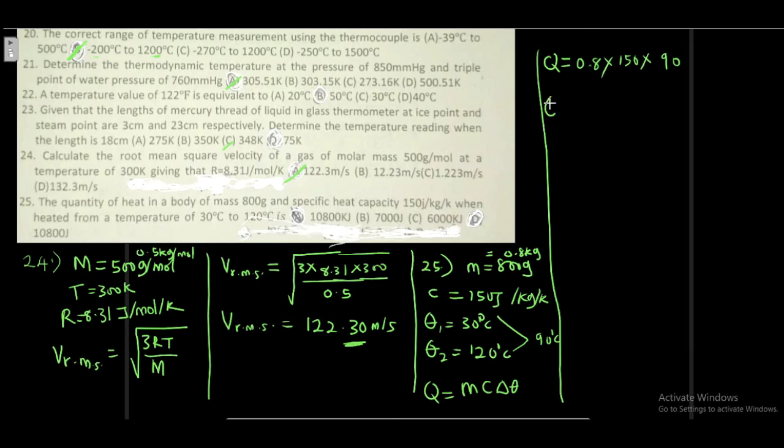That will give us quantity of heat energy to be equal to 0.8 times 150 times 90, and that will give us 10,800 joules. So that's it for question number 25.